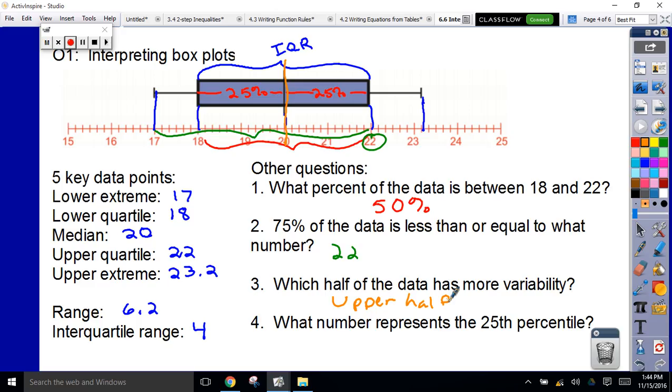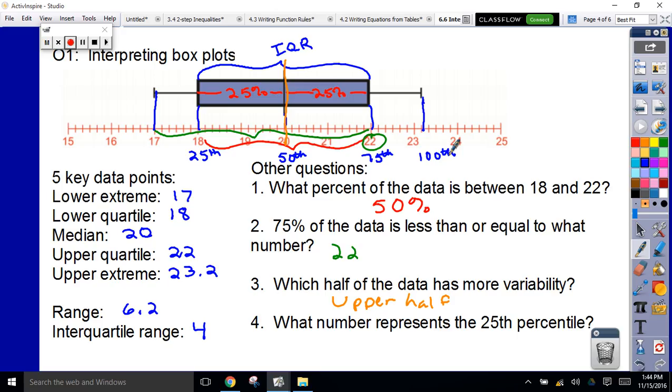Okay, number 4 asks, which number represents the 25th percentile? Percentiles we haven't actually talked about yet, but each one of these lines is referred to as a percentile. So this line would be the 25th percentile. This line would be the 50th percentile, because it's in the middle, the 75th percentile, and the 100th percentile.